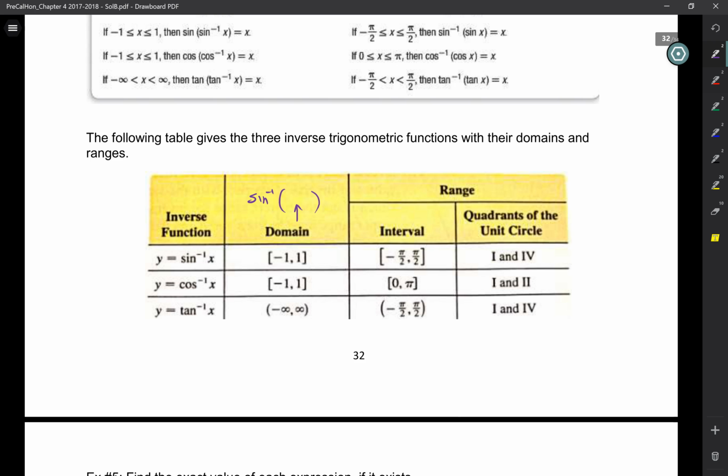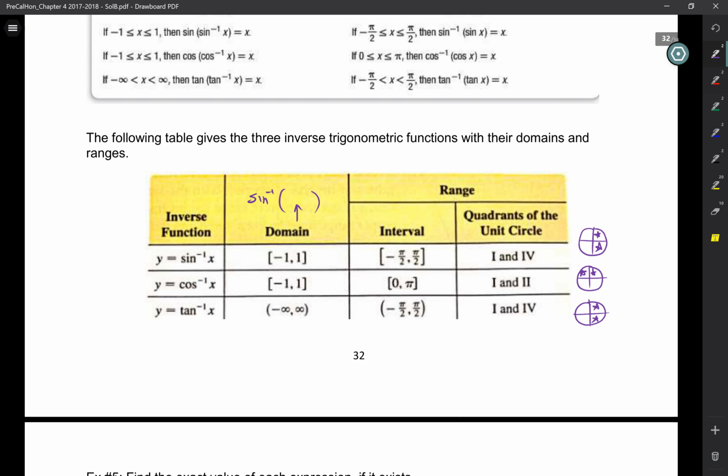For sine, the range goes from negative pi over 2 to pi over 2, and you have quadrants 1 and 4. Here you have quadrants 1 and 2. And here you have quadrants 1 and 4. As somebody mentioned earlier, tangent and sine have the same quadrants.